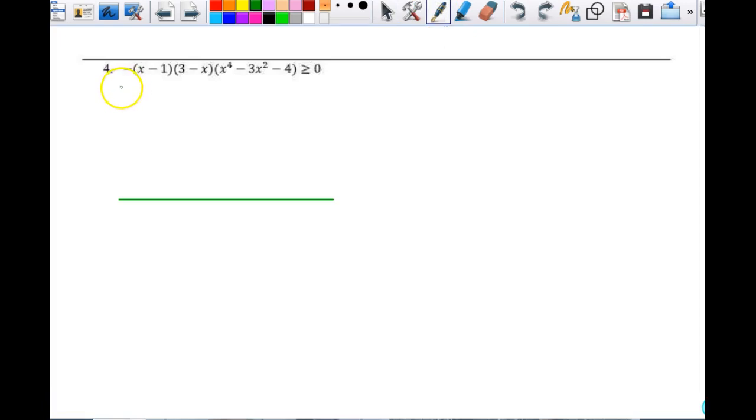So I'm going to start rewriting this. I'm going to have negative and then x minus 1. I'm going to flip this around because I want x to be first. But I can't just flip it around and leave the signs. That's going to be negative x plus 3. Then I'm going to need to factor this.